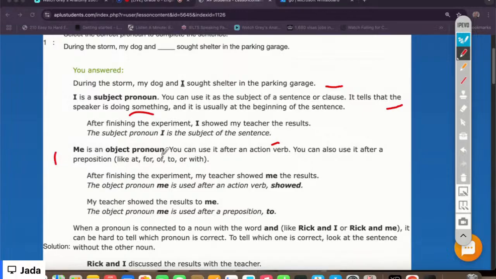Now, me is an object pronoun. You can use it after an action verb, and you can also use it after a preposition, like at, for, of, to, with. After finishing the experiment, my teacher showed me the results. The object pronoun me is used after the action verb showed. My teacher showed the results to me. The object pronoun me is used after the preposition to.